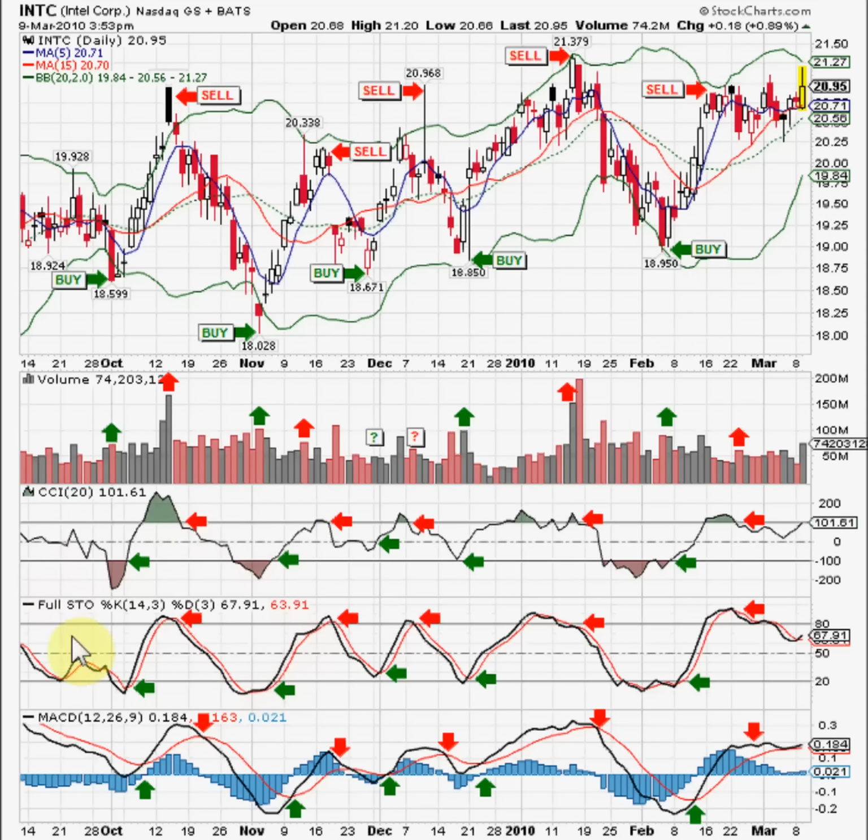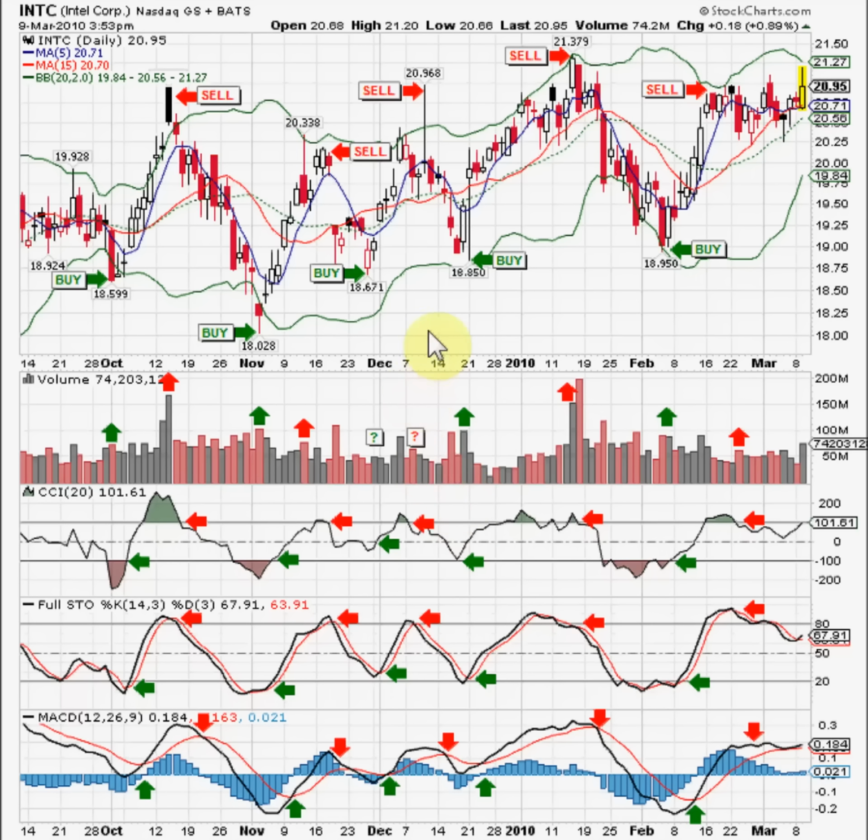Now, this is the kind of chart you're looking for, where it goes straight up, straight down, straight up. No stalling in the middle area here at the 50. Only one here on the CCI, but basically even the CCI is just falling straight down, going straight up. That's the kind of chart you want to look for.